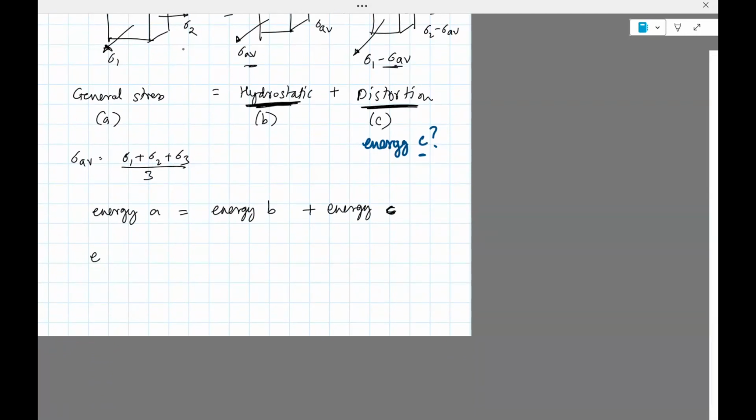So in order to compute the energy in C, which is the unknown, you simply take energy in A minus energy in B. So this is this minus this. Now it's just a matter of figuring out energy in A and energy in B, so we can get energy in C. Okay, so let's do that. Let's compute energy in A.